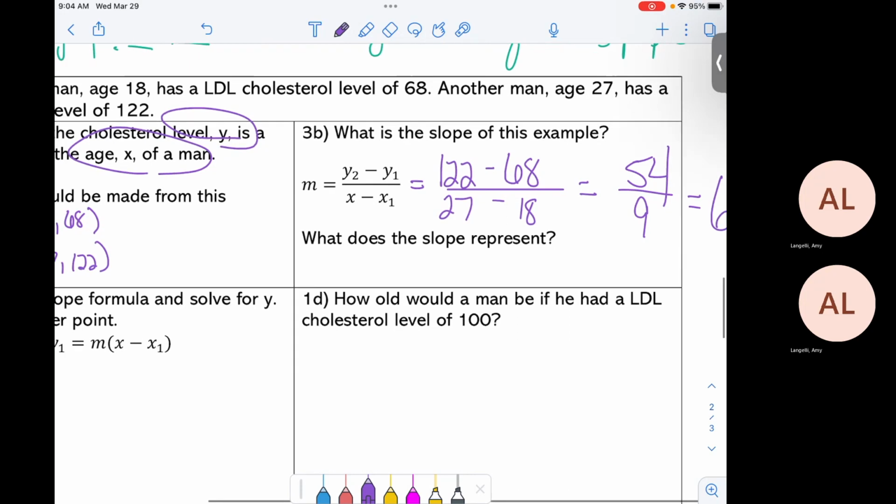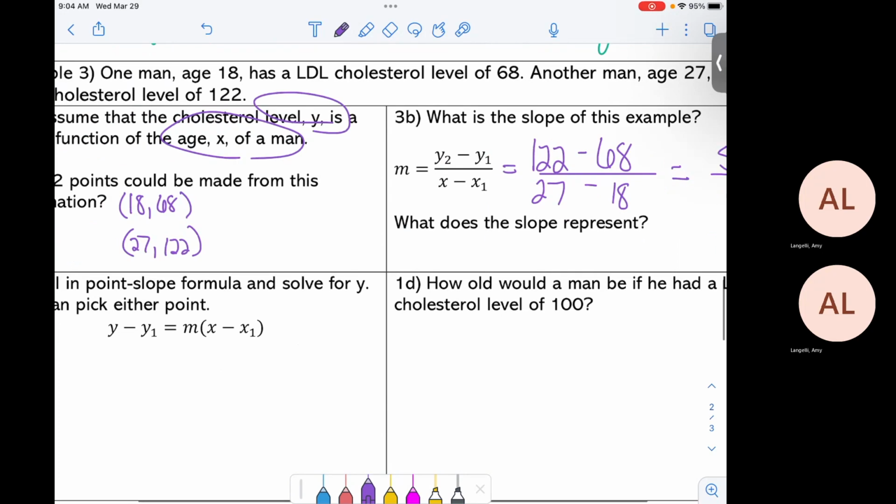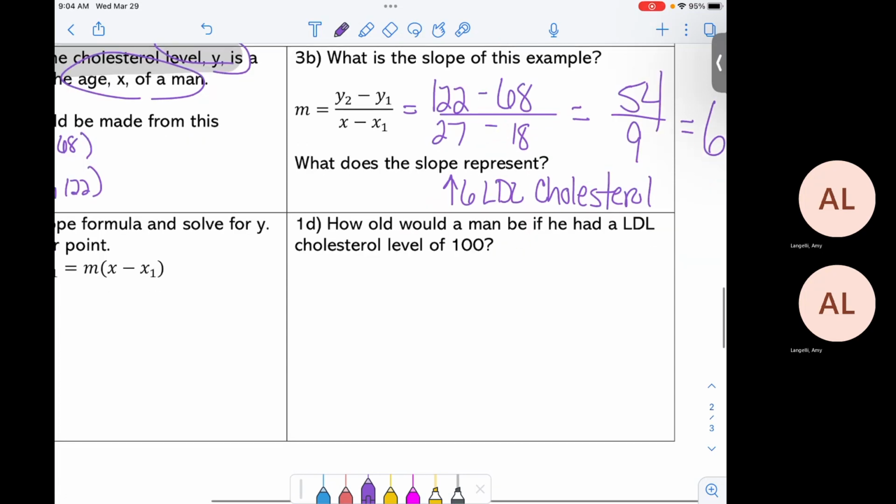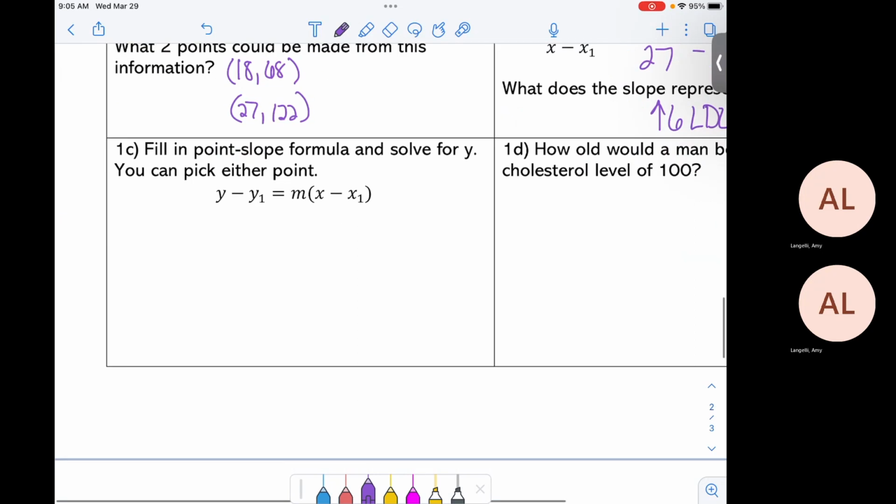Now, what does that slope represent? What were the Y values? The cholesterol. So this is an increase of 6 LDL cholesterol, for every what? What did X represent? A year. So if this is true, then in this particular case the LDL cholesterol went up 6 points every year for a man.